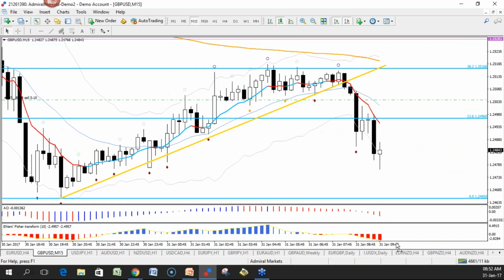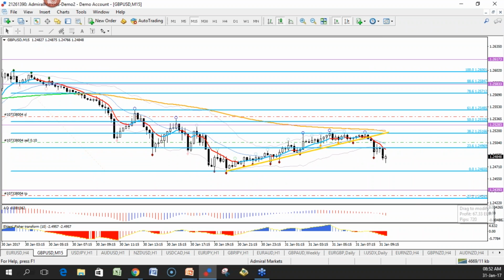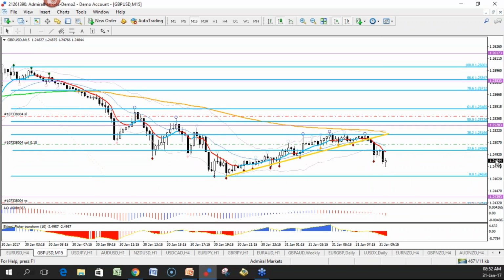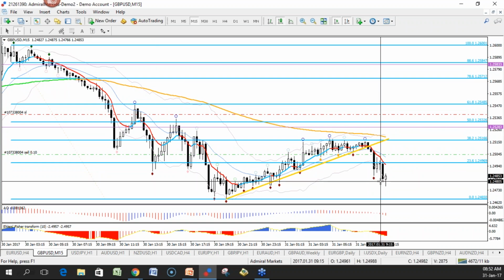Now, talking about trade management, the initial stop loss I put above the 50 fib here, as you can see, and went about a couple of pips above that. And I put the target at the minus 272 target. That's about a 2-to-1 reward to risk ratio. That's the initial trade idea.